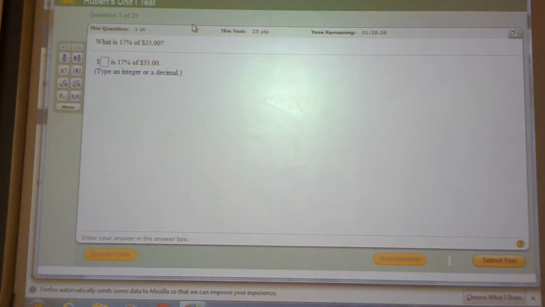17%, you could actually do that in your calculator, just do 0.17 times 35 if you wanted to. What does that come out to be? 0.17 times 35. 5.95, sorry. Next.